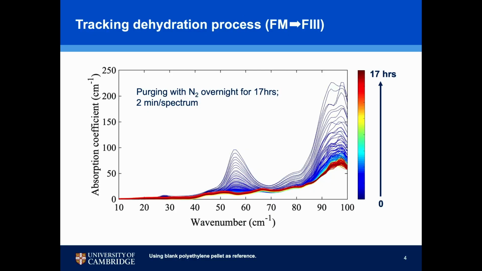At the beginning, you have the blue spectrum that has two very intense features, one at about 58 wavenumbers and another at around 95 wavenumbers. The intensity of those two features decreased drastically throughout the dehydration process, and in the end it collapsed into the red spectrum that looks very featureless, which is supposed to be very similar to the Terahertz spectrum of form 3. That also reflects that form 3 can be a very disordered structure.